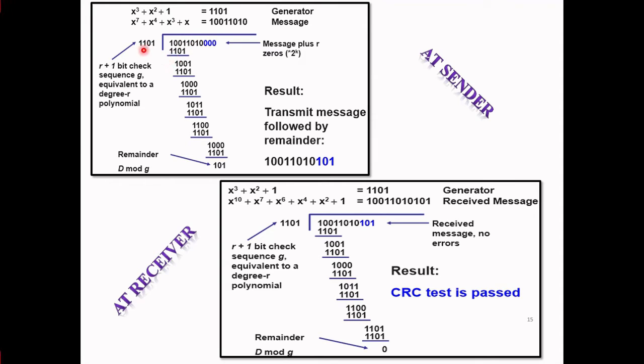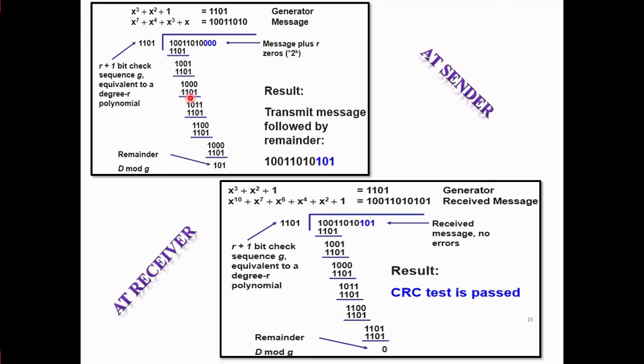Now divide it. 1101 is here, and we have to perform the XOR operation. So 110 and 000 give 011, and here 110 remains. Now take this 1 here, so we get 1001. Now divide again by 1101. So 110 and 000 give 011, and again 11 and 0. So remove it. The next data is 0, so take this 0 here.